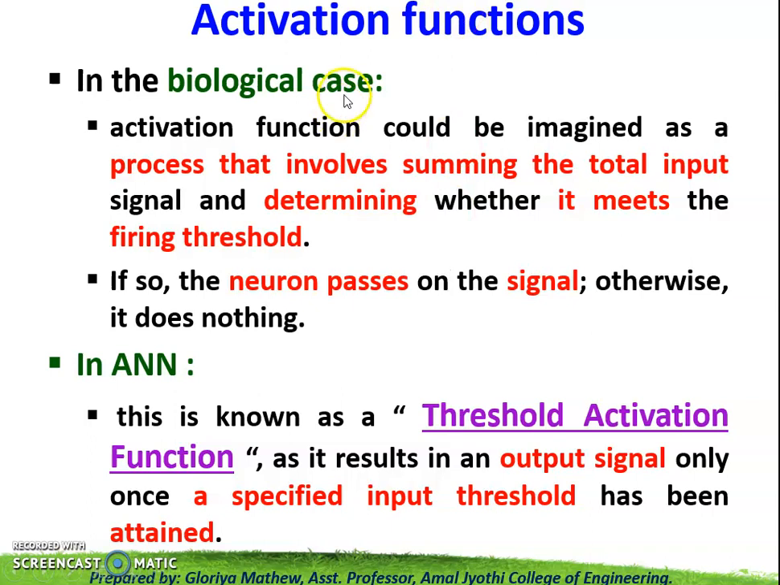In the biological case, an activation function could be imagined as a process that involves summing the total input signal and determining whether it meets the firing threshold or not. If so, the neuron passes on the signal. That is, if the neuron meets the firing threshold value, then the neuron passes the signal on to the next neuron. Otherwise, it does nothing. In an artificial neural network, this is known as a threshold activation function, as it results in an output signal only once a specified input threshold has been attained.